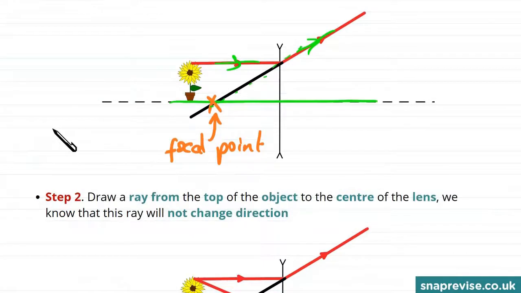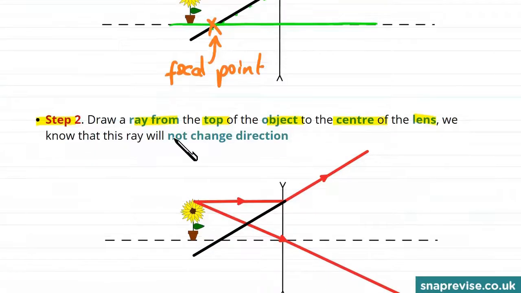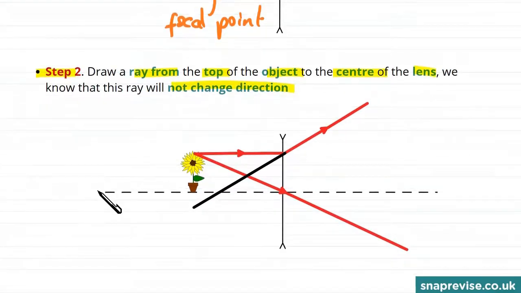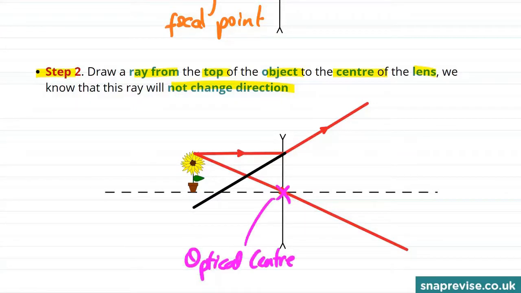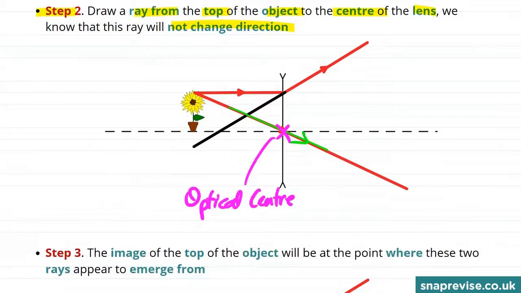Our next step is to draw a ray from the top of the object to the center of the lens. We know that this ray isn't going to change direction. So here's the optical center. And when a ray goes through the optical center, it doesn't change direction. Nothing happens to it. So we've drawn two light rays, both coming from the same point on our object.